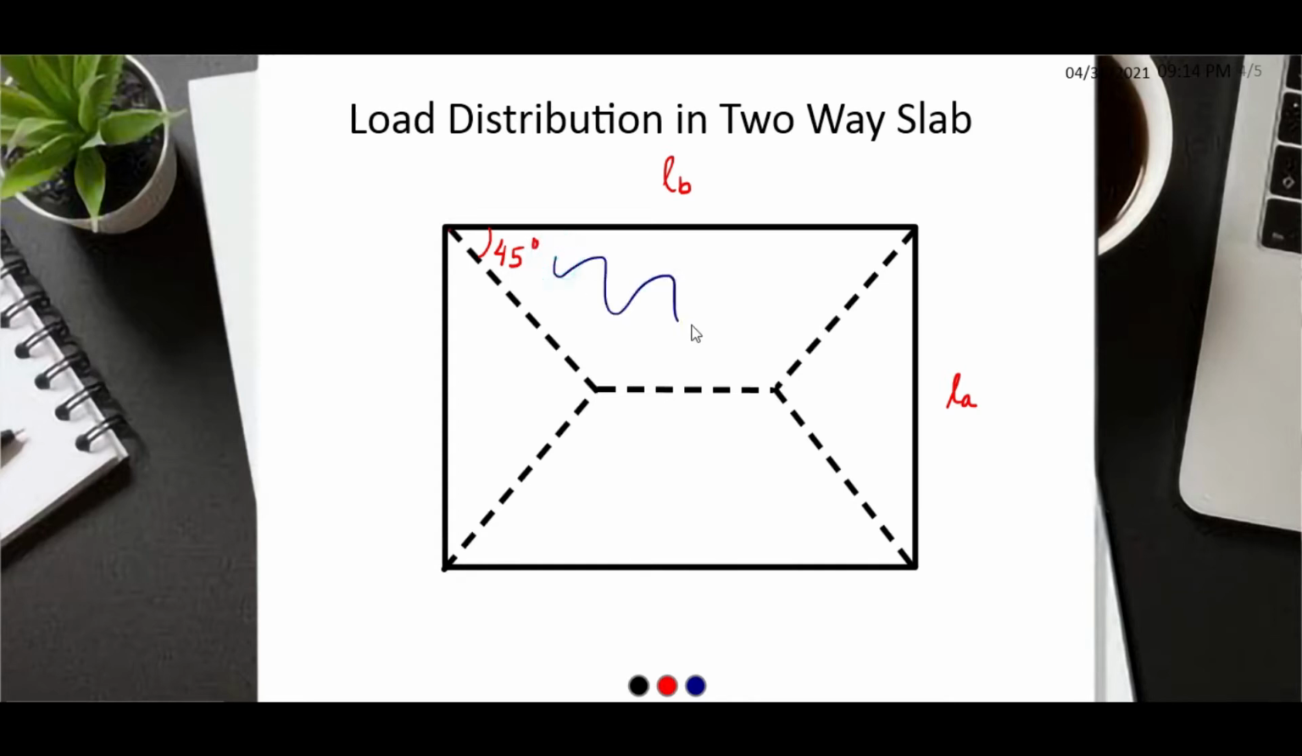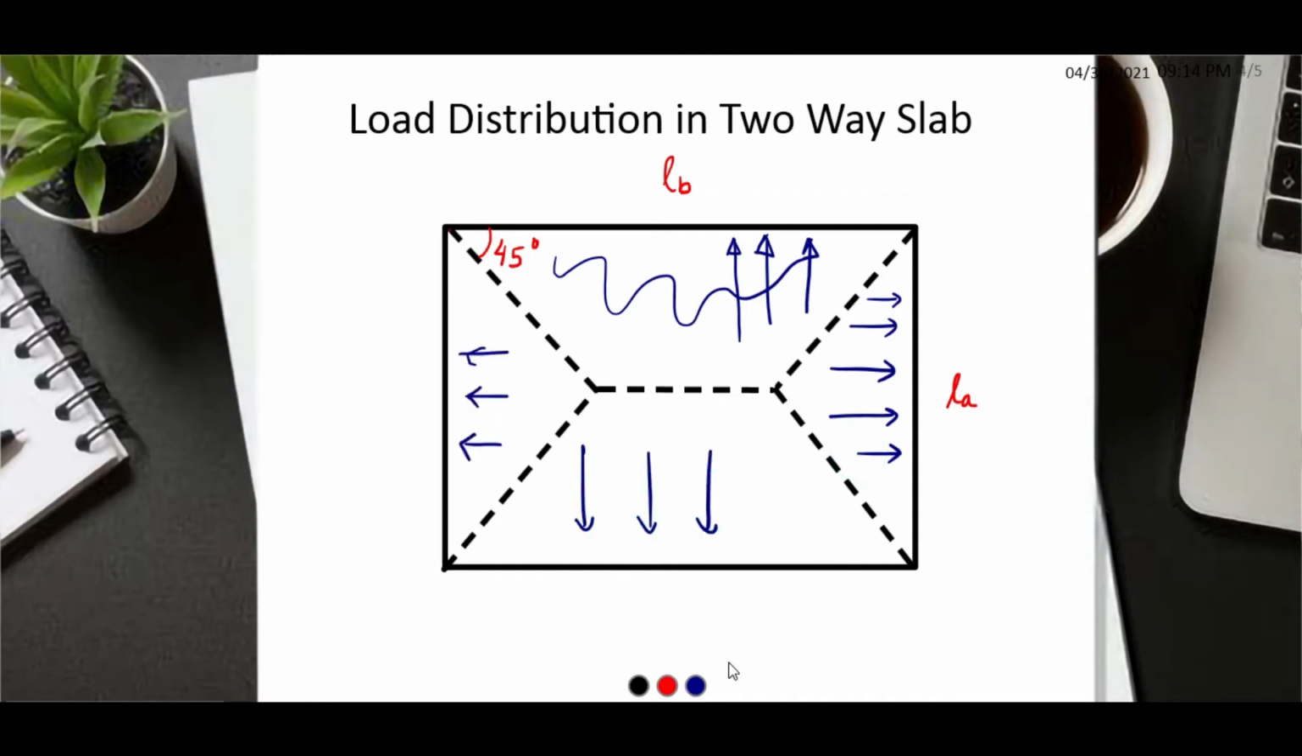That means this much portion of loading will be transferred to this edge. Similarly, this loading will be transferred to this edge. Same for this side. Now, how do we find the maximum moments created due to these loadings? There are some formulas for it using coefficients. That's why it is called the coefficient method.